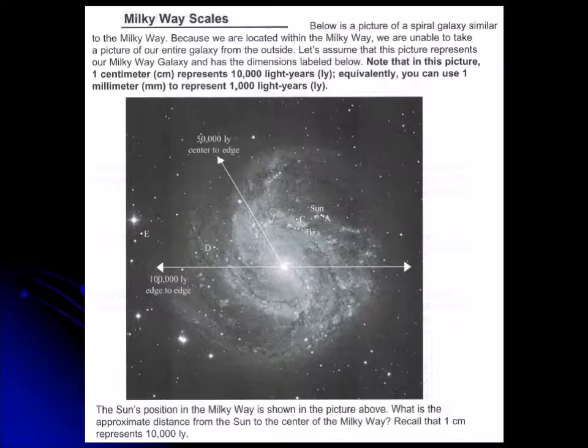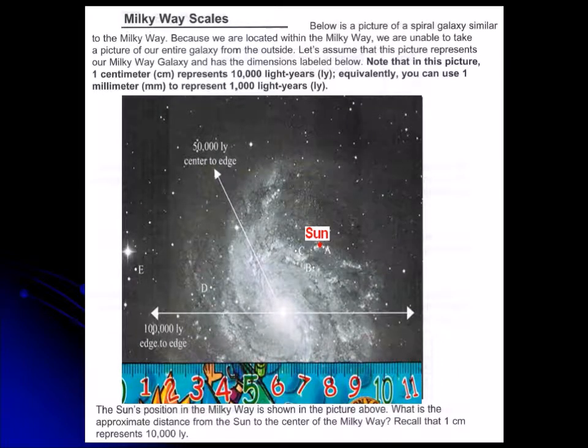And the ruler is supposed to help you determine the transformation between this length and 10 centimeters. They are saying that in this picture, 1 centimeter represents 10,000 light years. So from here to here should be 10 centimeters. And of course, if we divide this by 10, we get that 1 millimeter represents 1,000 light years.